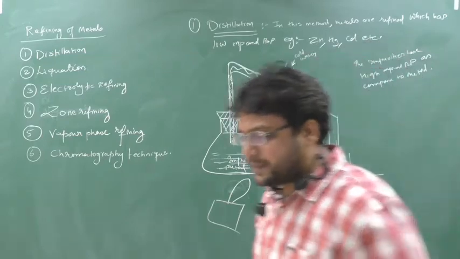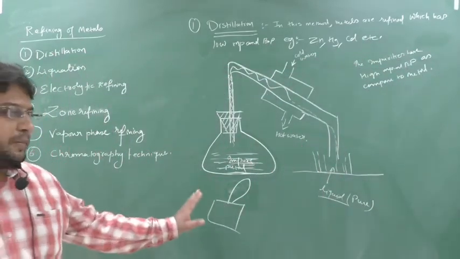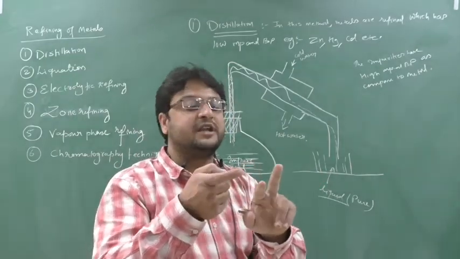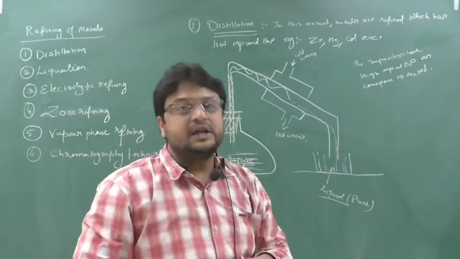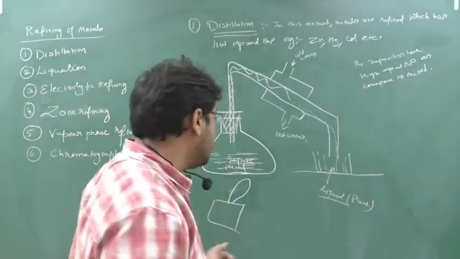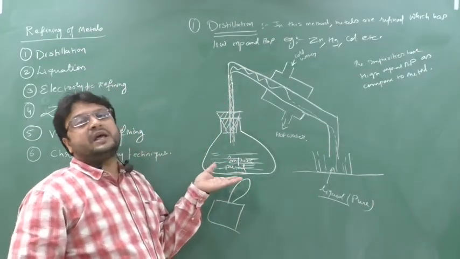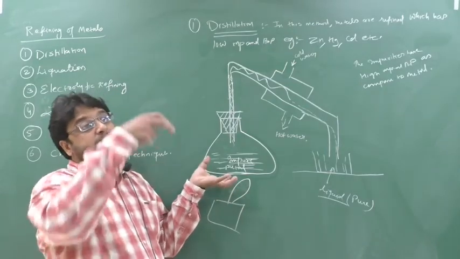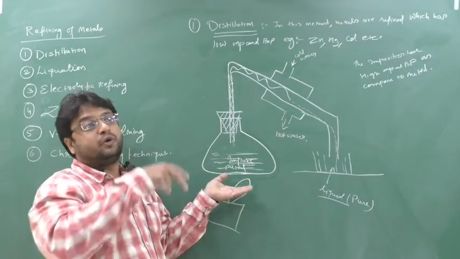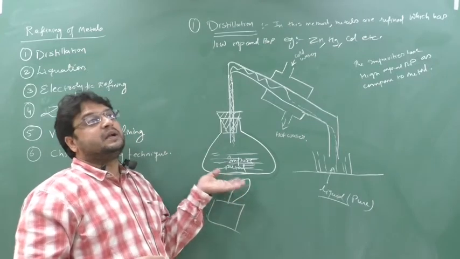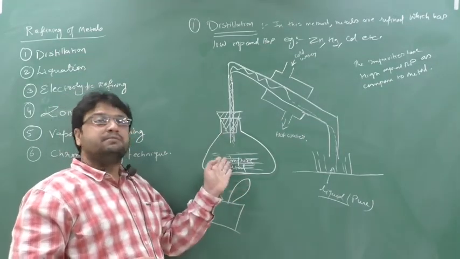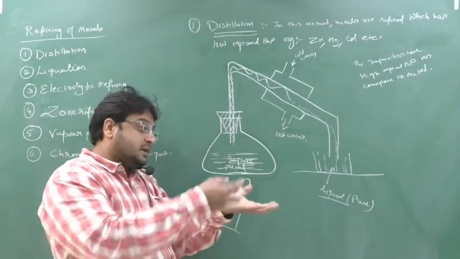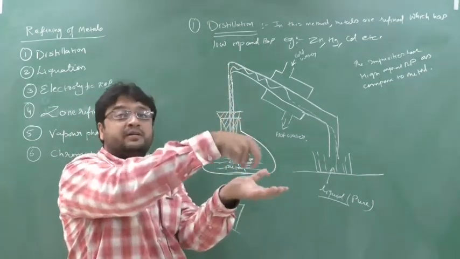Suppose there is an impure metal, meaning it contains metal and impurity. The metal's boiling point is very low, whereas the impurity in it has a very high boiling point. So what will happen? When I heat the impure metal, since the metal boiling point is low as compared to the impurity, the metal will start to get vaporized. The impurity will be left behind.